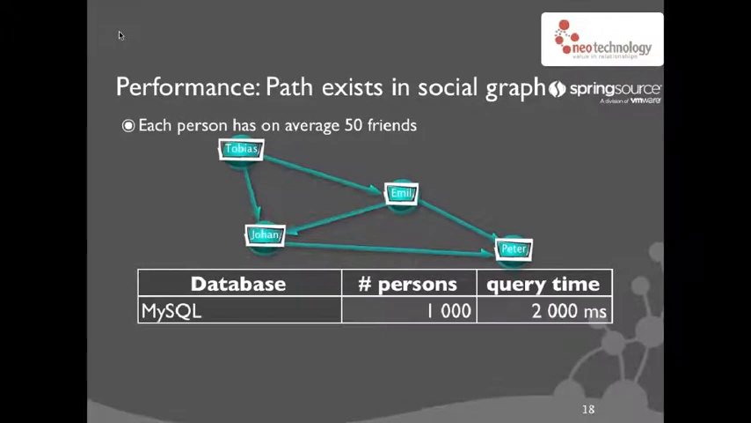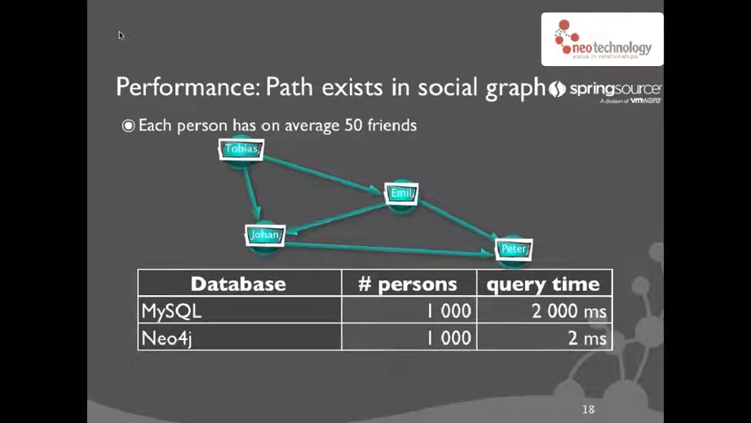In terms of performance, running this in MySQL on a laptop, actually my previous laptop, with 1,000 persons, we have a 2,000 millisecond query time. So it's a 32-way join on a 25,000 row table, because average 50 friends in the joins table ends up being 25,000 rows. In Neo4j, with the same data, it's a 2 millisecond operation.